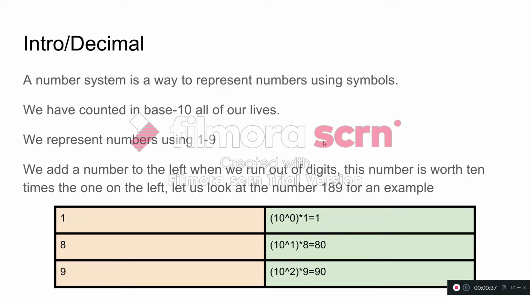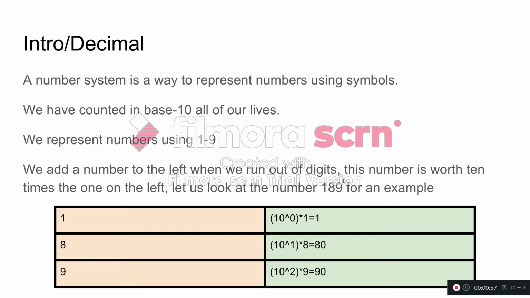So if we're counting the number 10, we cannot do that with one simple position. We have to add to the left, which is a 1 and a 0, which is equal to a 10. This number is worth 10 times the 1 on the left. So yes, we have the 1 and then we have 10.